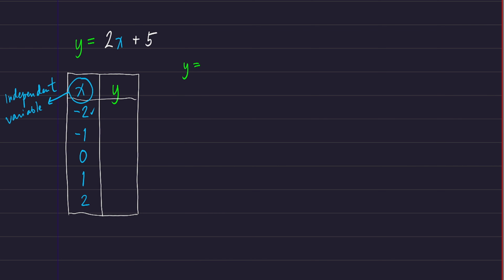Since x is equal to negative 2, we have 2 times negative 2 plus 5. 2 times negative 2 is equal to negative 4. Tapos, bring down yung 5. So, we have negative 4 plus 5. And negative 4 plus 5 is equal to positive 1. So, y is equal to 1.